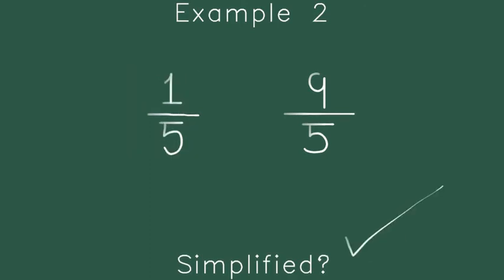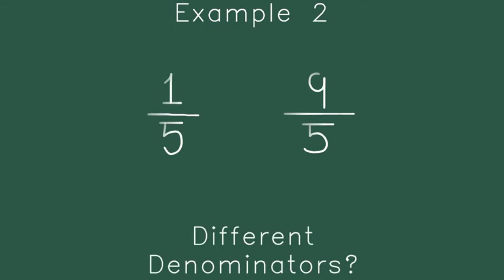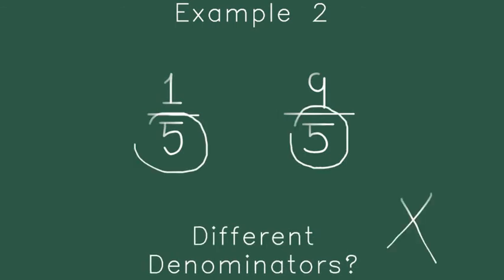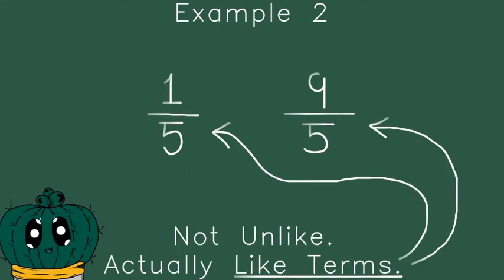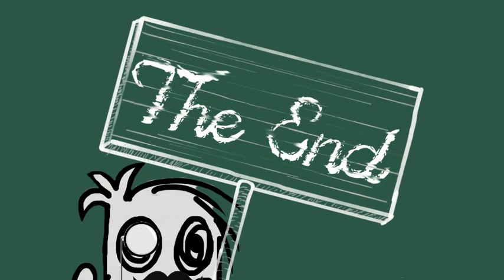Now, they're simplified. We have 1 over 5 and 9 over 5. So the second thing that you have to look out for is the denominators. Do they have different denominators or they don't? Over here they don't. So they're not going to be called unlike terms, but you can call them like terms. They are actually like terms. Okay, so that's all there is to finding out if two fractions are unlike or not. It really is that simple.